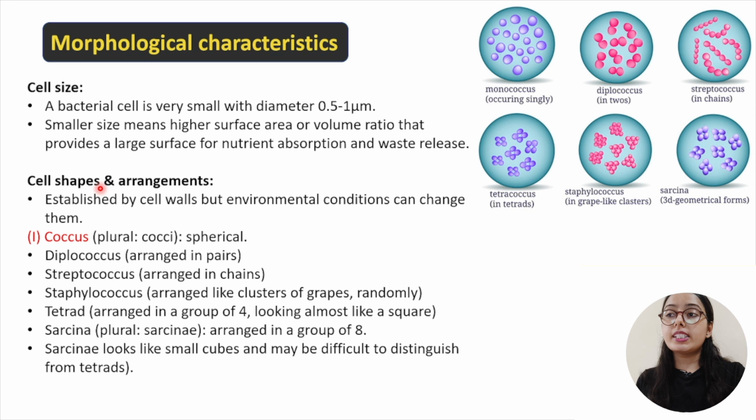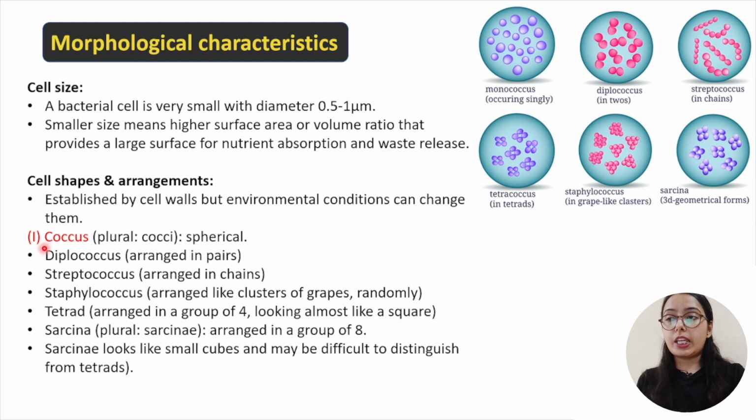Now, talking about the cell shapes and arrangement of a bacterial cell, it is generally assumed that the smaller the organism is, the more uniform its shape and size should be. However, that is not true, because the cell shape is usually established by the cell wall as well as the environmental conditions that can impact the shape of the particular bacteria. So the most common arrangements and cell shapes are as follows.